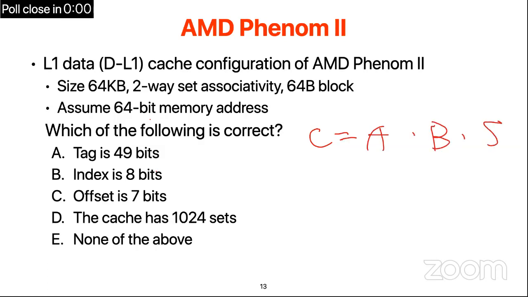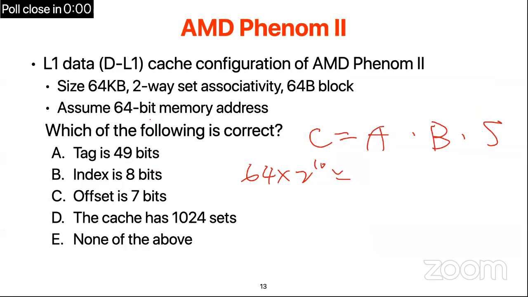So what's the C? C is the cache capacity. Okay, so what's the cache capacity here? It's 64 KB. So it's 64 times 2 to the 10, right? Bytes. How about the A? Which parameter has an A inside?